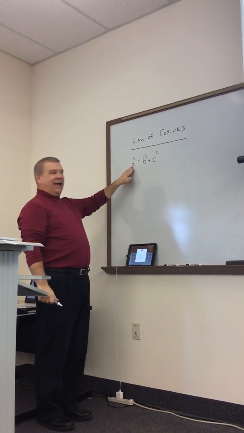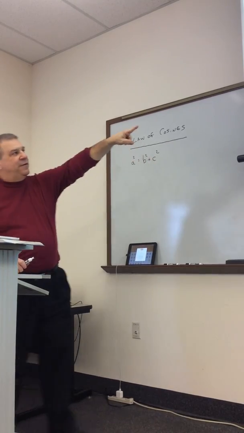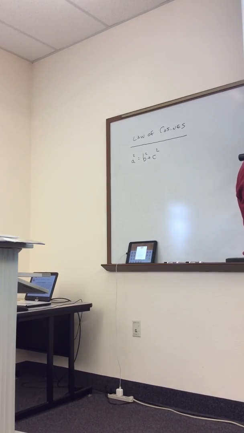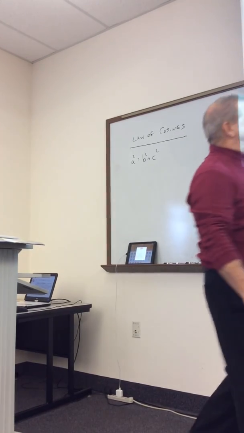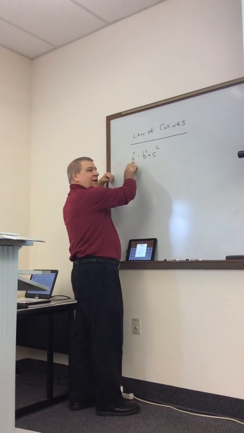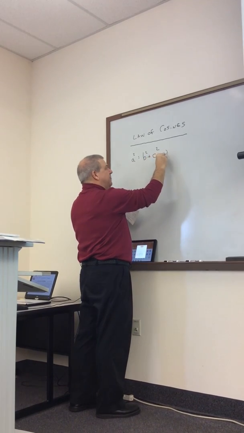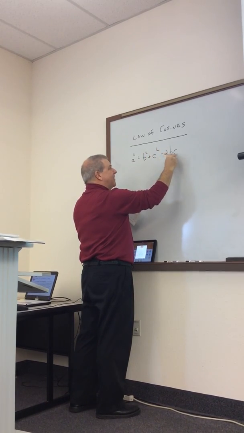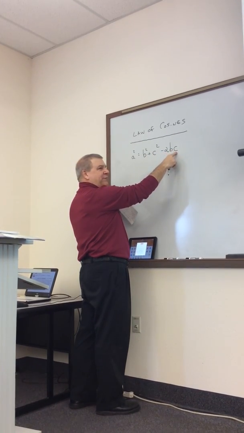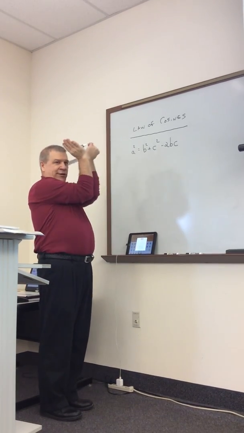The square of a side is equal to the sum of the squares of the other two sides minus twice the product of these two sides times the cosine of the angle included between them. Now watch this. The square of a side is the sum of the squares of the other two sides minus twice the product of those two sides and the cosine of the angle included between.